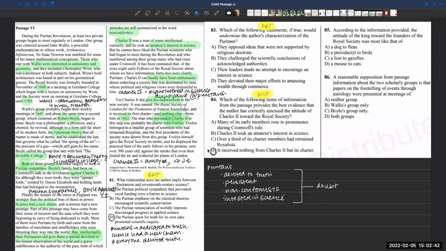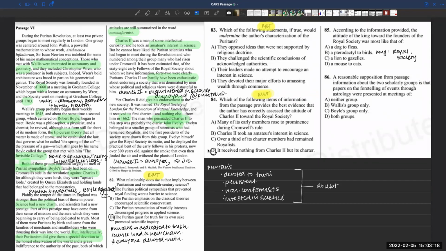According to the information provided, the attitude of the king towards the founders of the Royal Society was most like what, for number 85? So let's make sure that we're setting this up correctly. We are looking for the attitude of the king to the Royal Society. So the first term in each of these answers has to be the one corresponding to the king. And the second term has to be the one corresponding to the Royal Society. And so let's take a look.